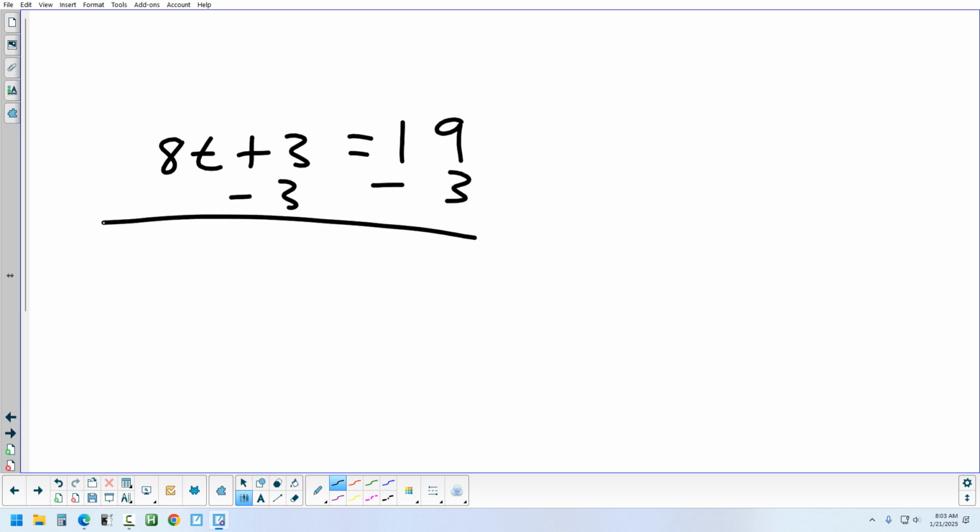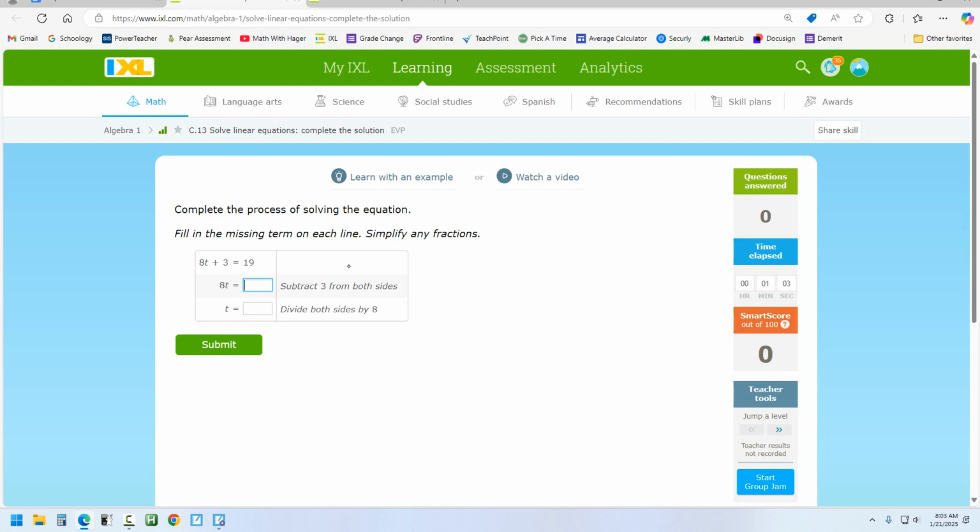Okay, if I subtract 3 from what's on the left, Ayla, what's going to happen to the 3 that's on the left? It's going to go away. Yeah, that's just going to cancel out. So all we have now is 8t, and 19 minus 3 gives me 16. Okay, so in that first box, they want us to type in a 16. So when I go back to the computer, I'll type that in.